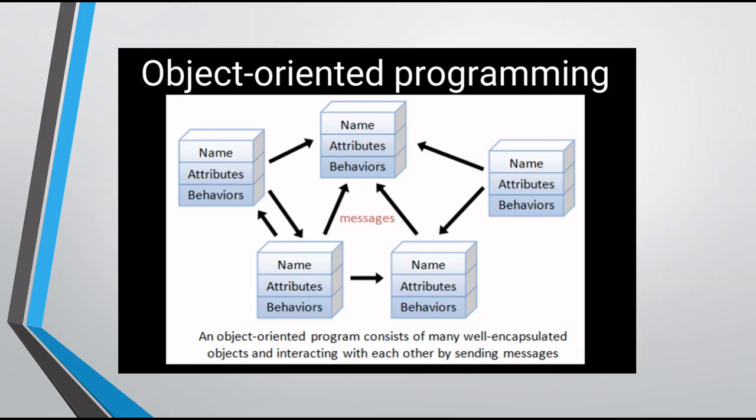Object, what is an object? An object is an instance of a class. Suppose car is a class. Then we can create an object of the class. Any car can be treated as an object of the class. So they are interacting with each other in the OOPS concept.